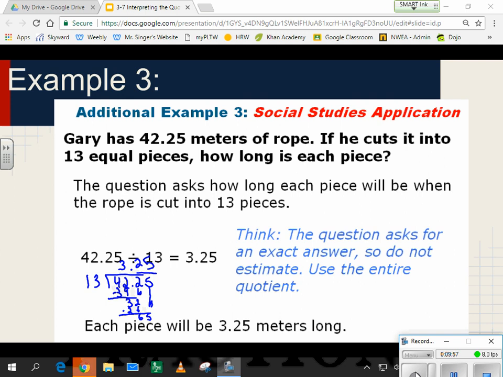So that's given away by just seeing that you're looking for the exact answer. So we're not going to round down, we're not going to round up. That's exactly how long each piece will be when you cut it.